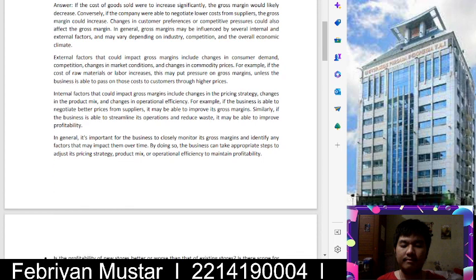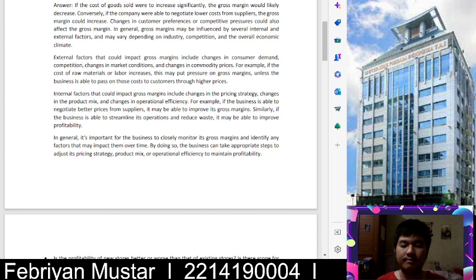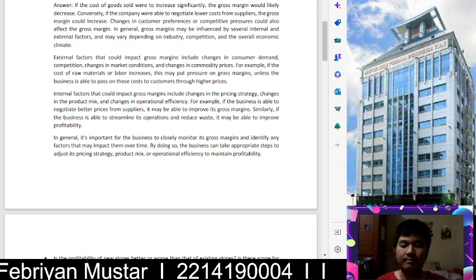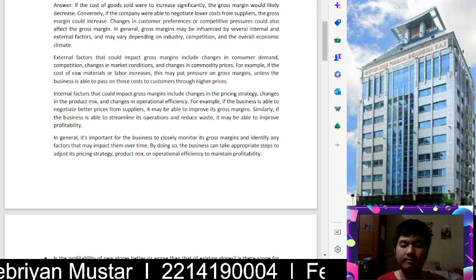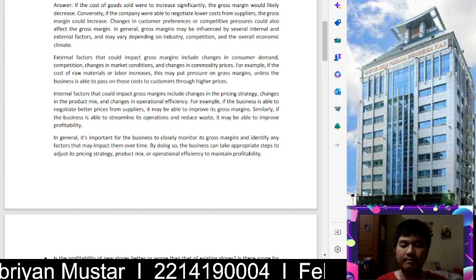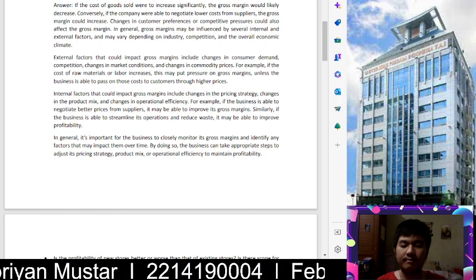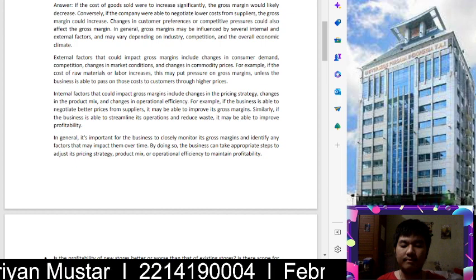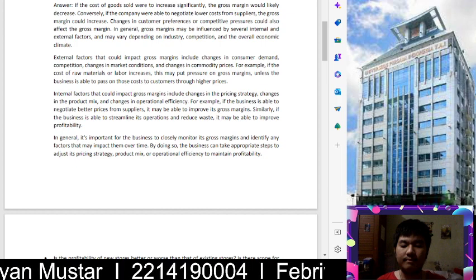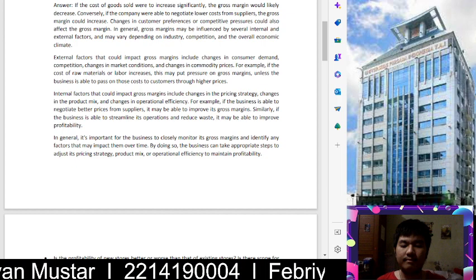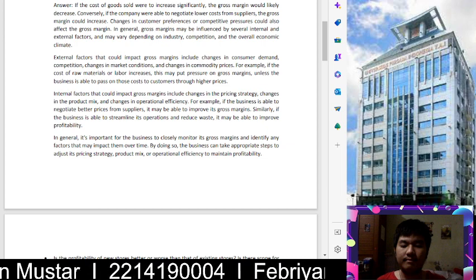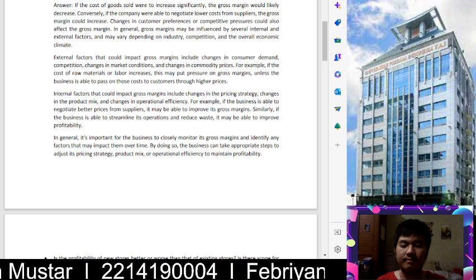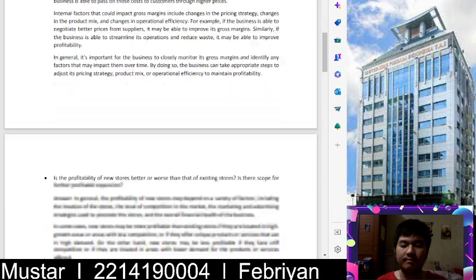In general, it's important for a business to closely monitor its gross margin and identify factors that may impact it over time. By doing so, the business can take appropriate steps to adjust its pricing strategy, product mix, or operational efficiency to maintain profitability.